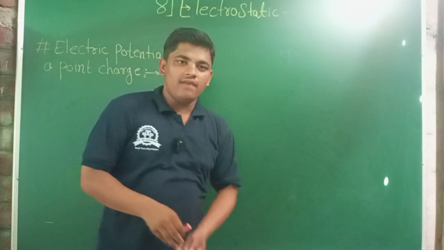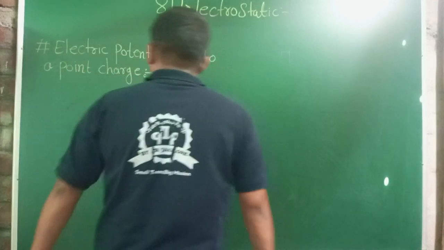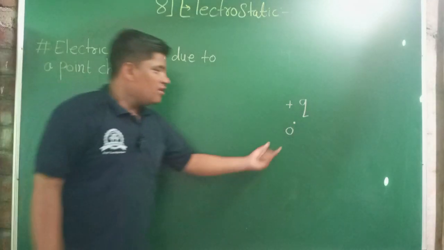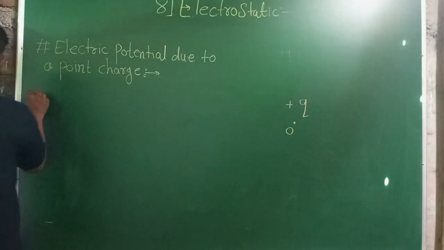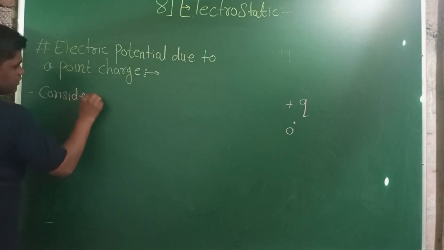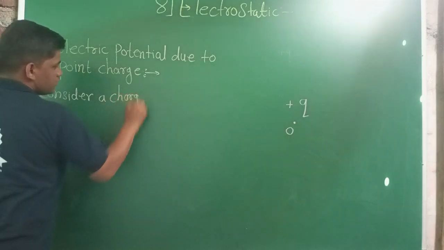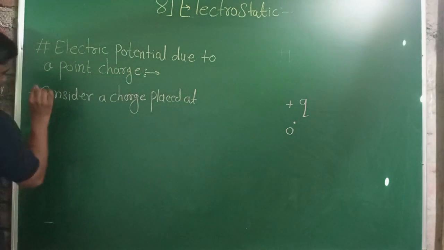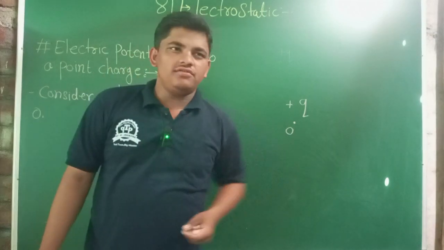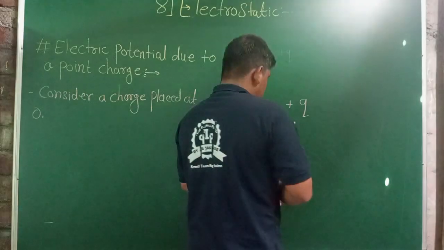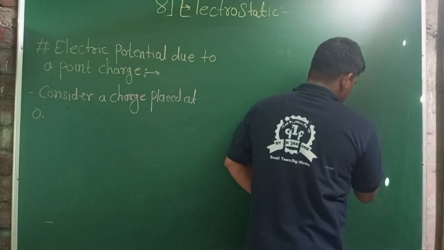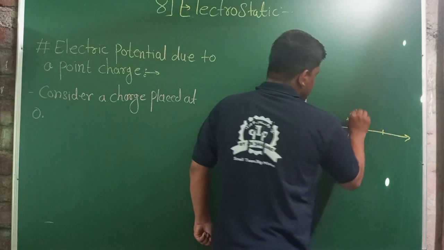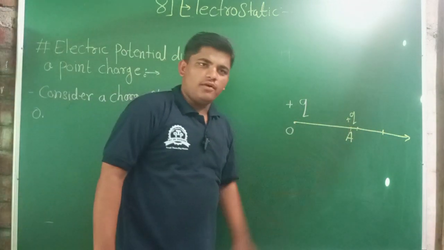Okay, let's start the discussion with the help of a diagram of the charges. Consider a positive charge plus Q placed at a point O. Heading: consider a charge placed at point O. Let a unit positive charge be brought from infinity to a point, which is known as point A. We want to bring a smallest positive charge from infinity to this point A.